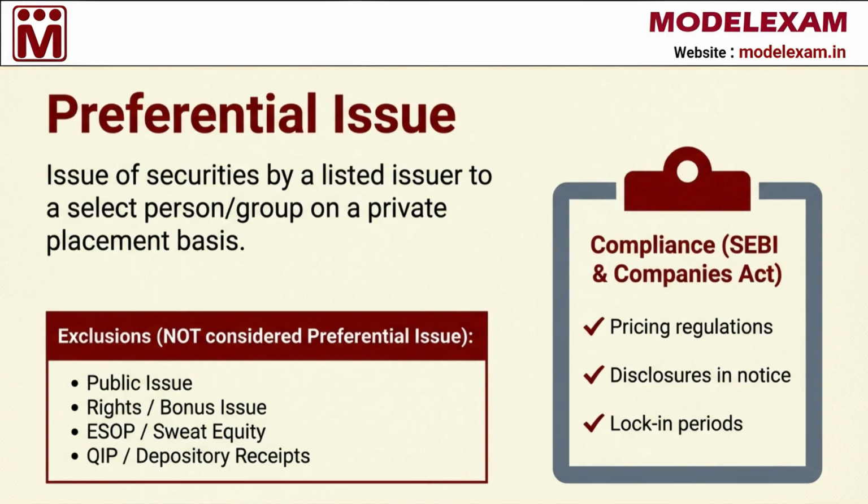This happens when a listed issuer offers specified securities to a select person or a group of persons on a private placement basis. It is important to note that this is distinct from public issues, rights issues, or employee stock options. Even though it is private, the issuer must strictly comply with SEBI regulations and the Companies Act. This involves following rules about pricing, making proper disclosures in the notice, and adhering to lock-in periods where the investors cannot sell the shares immediately.